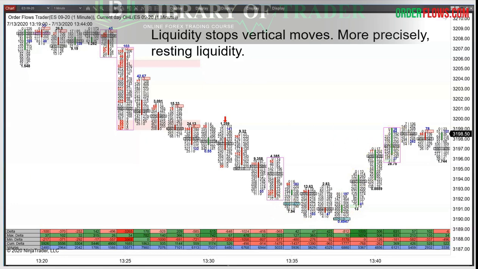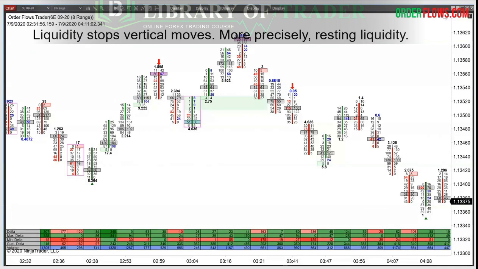So if you have a vertical move and you see resting liquidity, chances are the market's going to stop, right? A vertical move up stops at liquidity. Little move down, I wouldn't call this a vertical move down, but then you make that higher high, and the move up is stopping this vertical move, and the market retraces all the way back down.